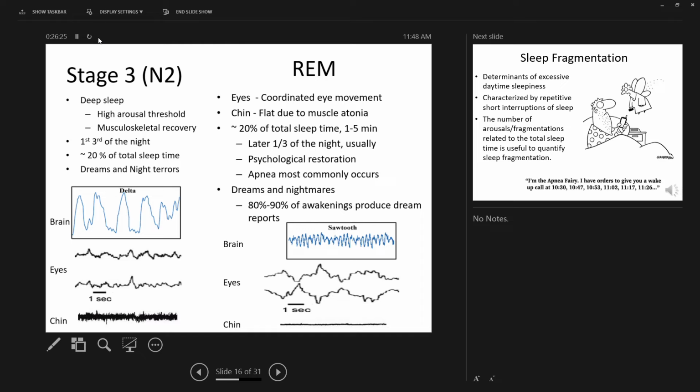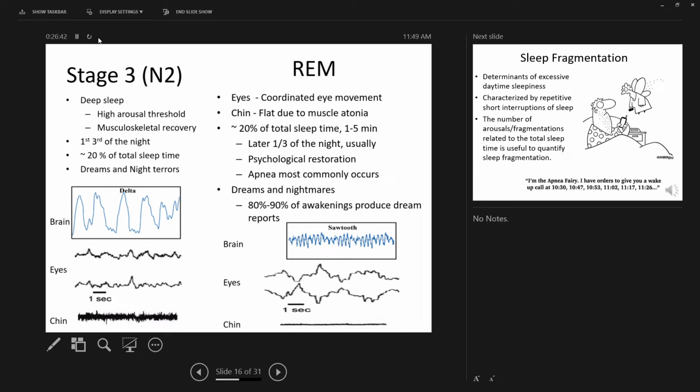The brain waves that we see here will be slower, and we call those delta waves. The eyes might have a little bit of movement, but not significant. But the chin is still taut. We still have a lot of tenseness in the chin.